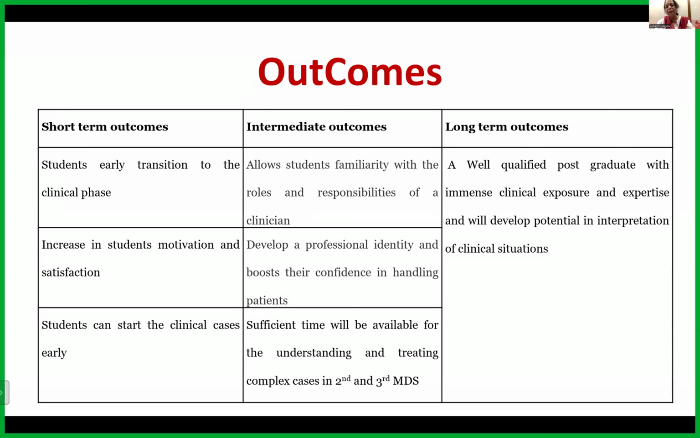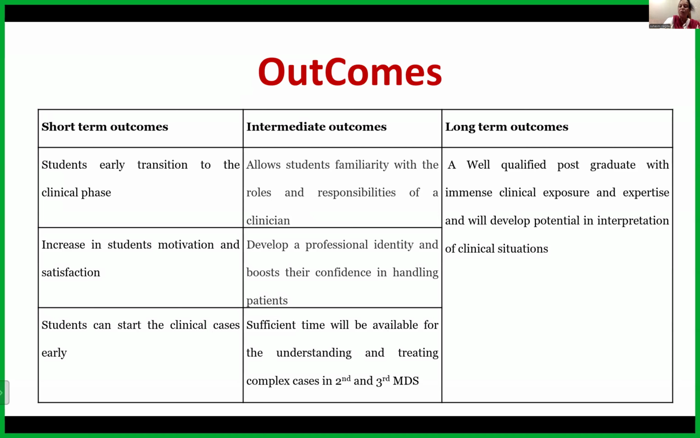The third and second are almost similar. So please, what we discussed, you put it. Okay. So the other intermediate outcomes are their familiarity and responsibility as a clinician, since they are involved in clinical work, and they develop a professional identity as they are working. No, intermediate outcome will not be familiarity, responsibility. The short term is early transition.